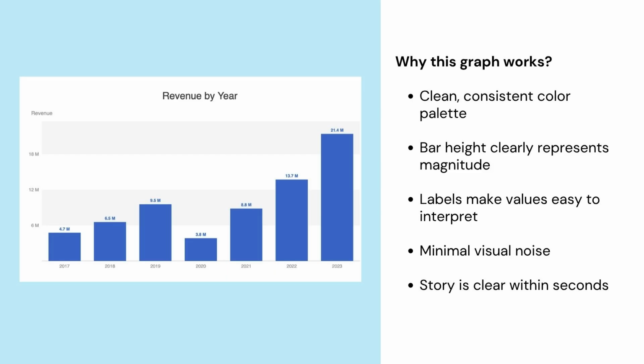First, it uses a clean and consistent color palette, which makes the information easy to read without distractions. Second, the height of the bar clearly represents the magnitude of revenue, so the relationship between each year is very visible. And the labels on top of the bars make the interpretation even easier, so you don't have to estimate values. There's also very minimal visual noise, which allows the main message to come through clearly.